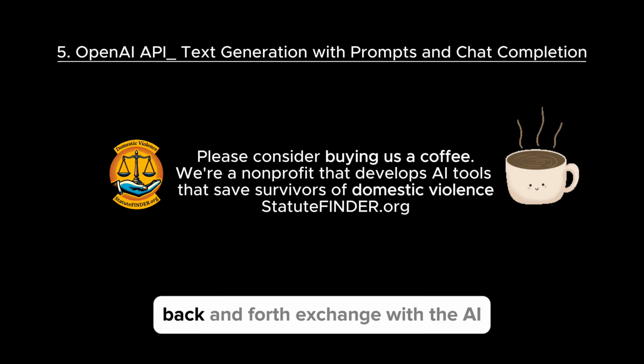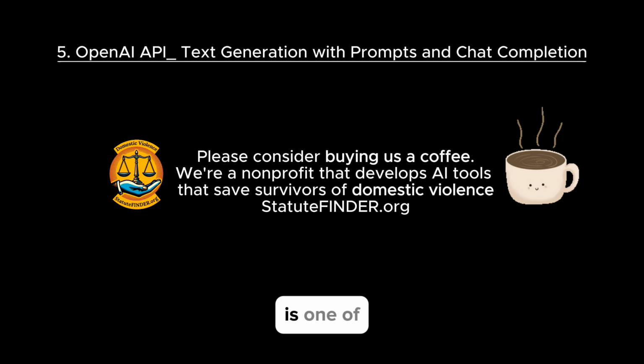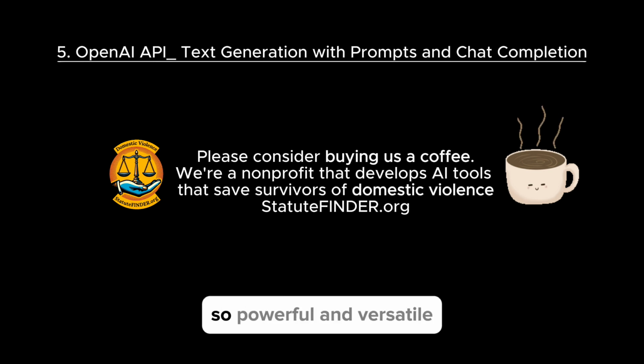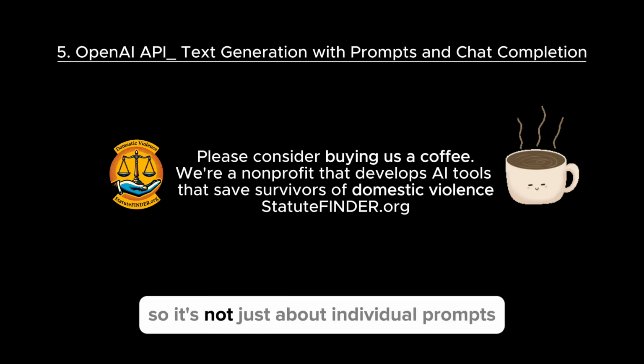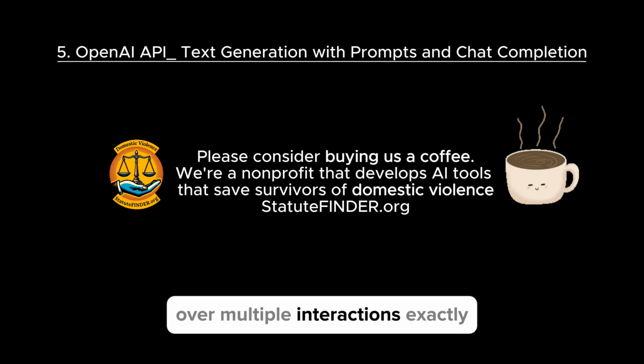But going back to this conversation idea, it sounds like we're not just sending commands, we're actually having a back-and-forth exchange with the AI. Can you elaborate on that a little bit more? Absolutely. The ability to maintain context and carry on a multi-turn conversation is one of the things that makes these language models so powerful and versatile. So it's not just about individual prompts, it's about building a relationship with the AI over multiple interactions. Exactly. And that's just scratching the surface.